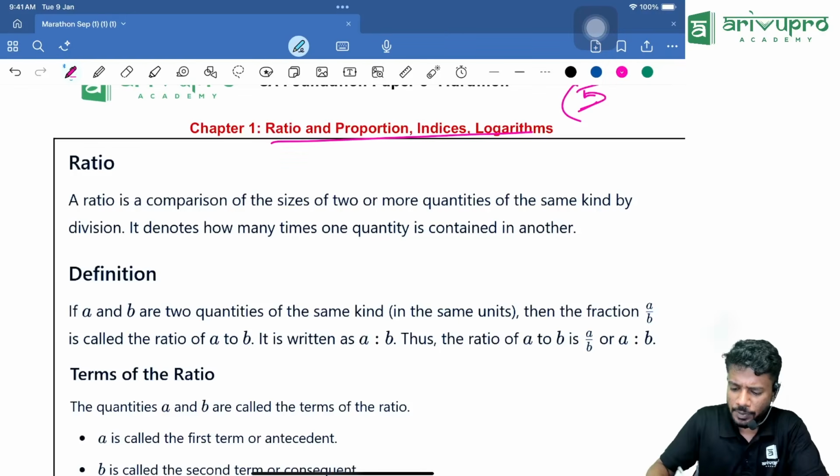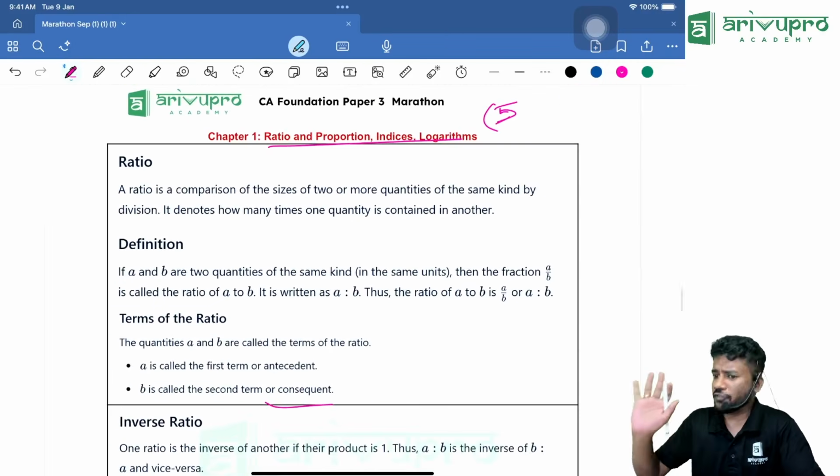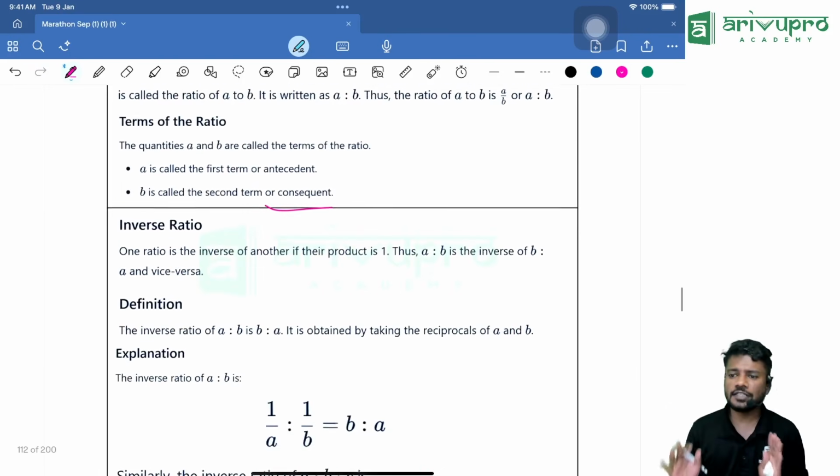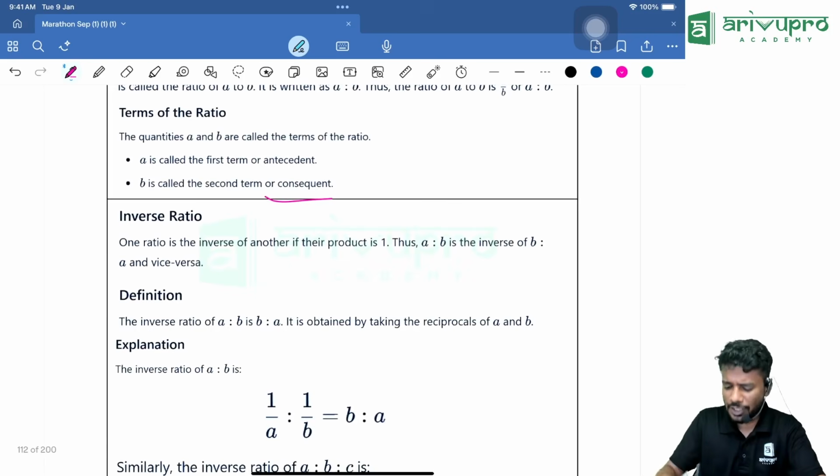Now, what is a ratio, people? I think everyone knows the basics of ratios. I'm not going into the definition part because that's why you are here. It's a revision class. Now, inverse of a ratio.